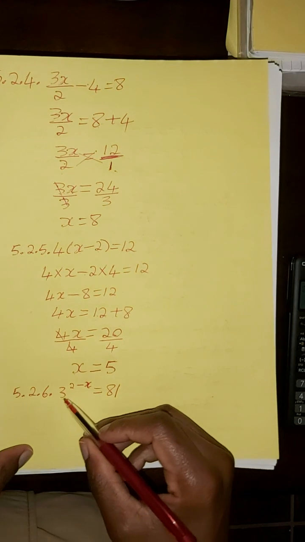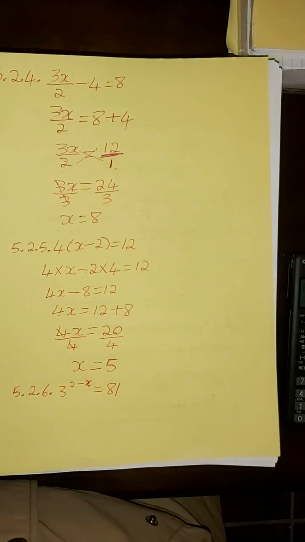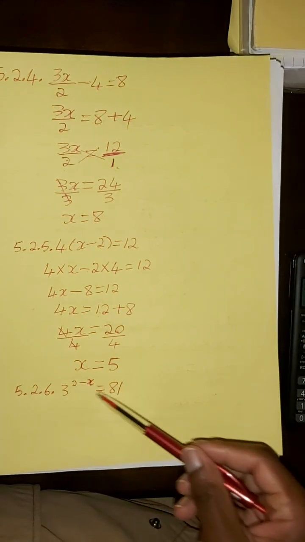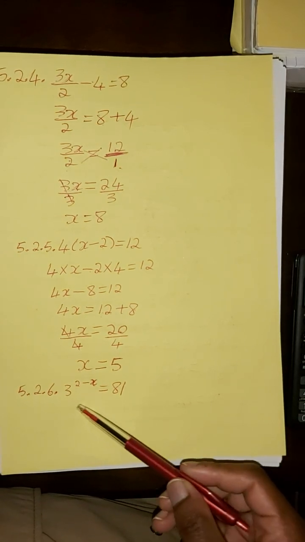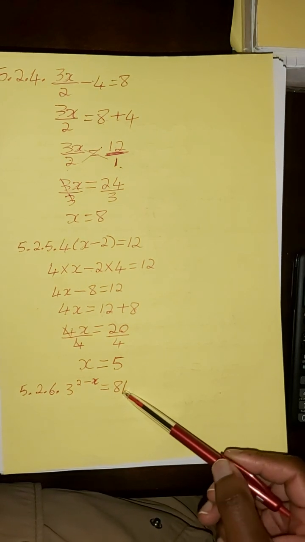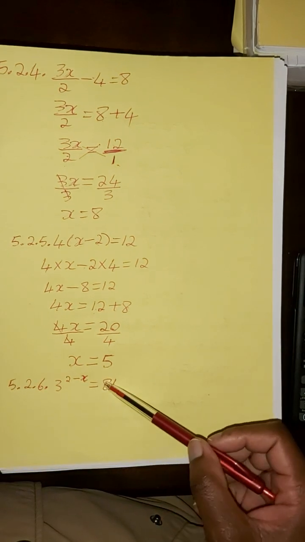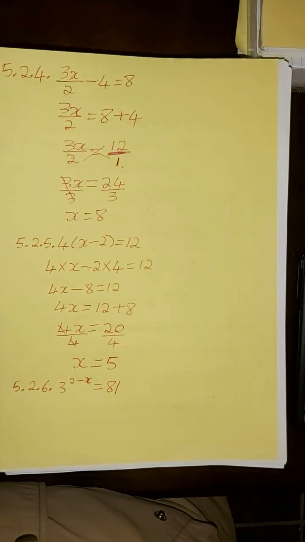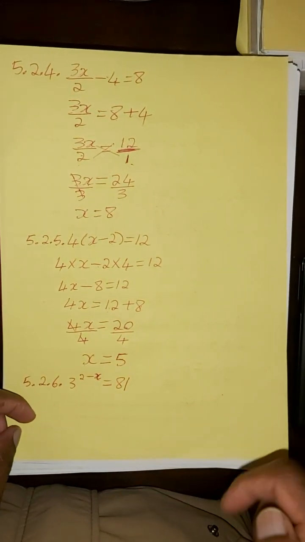This one is an exponential equation, and for you to solve this one, this is what you need to know: when dealing with exponential equations, you always want the base on the left to be equal to the base on the right. And when the bases of both sides are the same, the exponents of those two bases will be equal to each other. So when you look at this problem, we can see there's a problem.